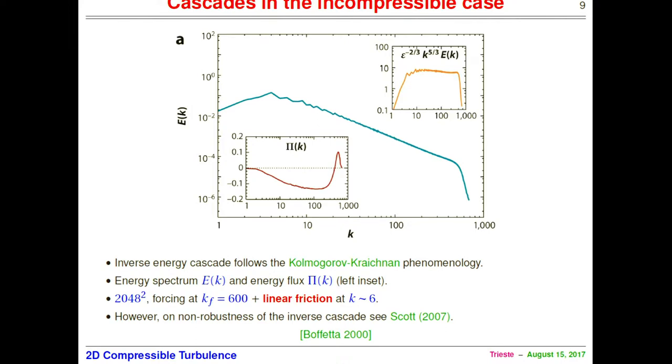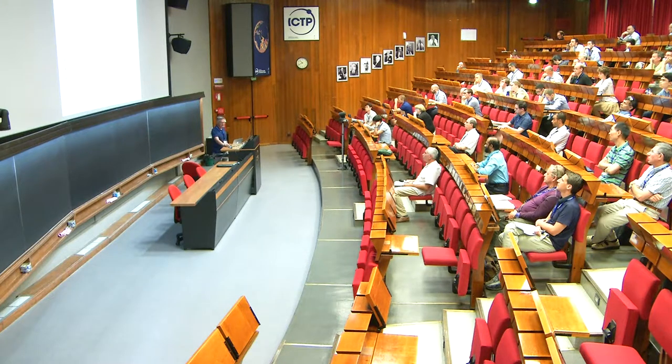So you see that the spectrum here is roughly k to the minus 5/3. That's the compensated spectrum shown here. And the flux is not really very flat in a wide range of scales, but it goes in the right direction at least, and has some short flat part. The fact that it does not extend to larger scales is probably due to the linear friction that is needed to stabilize, to get to the steady state in the incompressible case in 2D. Otherwise, the energy will accumulate at large scales and the system will blow up.